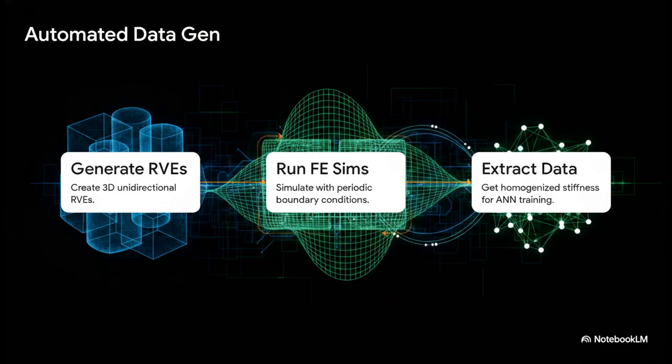And here's the kicker. Every single time this automated process runs, it takes about 10 minutes of CPU time just to create one perfectly accurate data point for the neural network to learn from.